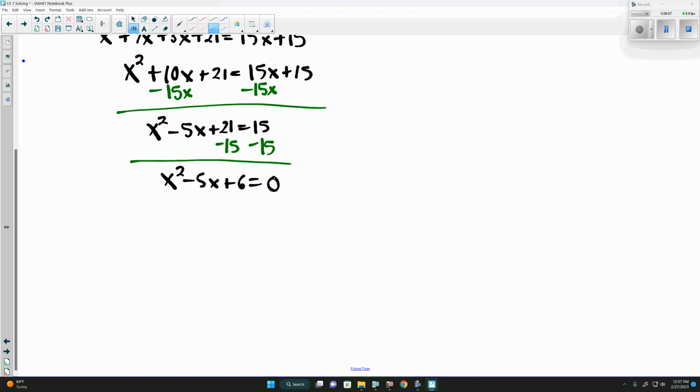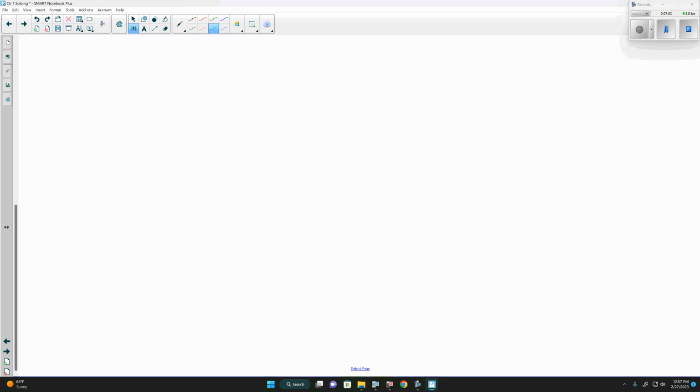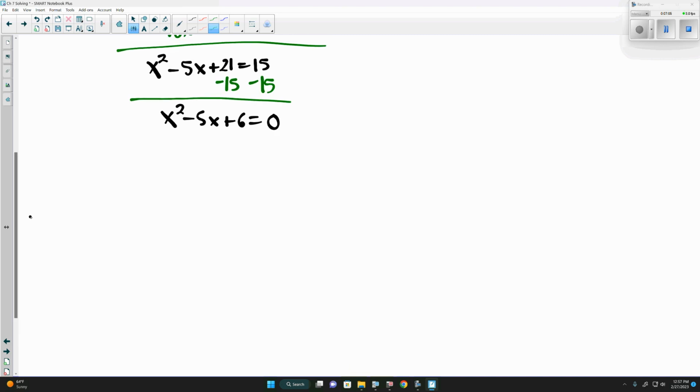Because again, since we have a quadratic, a variable with a power greater than 1, we need to get everything on one side and set it equal to 0. Now at this point, we can factor. Since there's not a greatest common factor to factor out, we can just do our two sets of parentheses. Since the third term is positive, our signs are the same and match the sign of the middle term, which is negative, so negative and negative. Factors of x squared are x and x, and factors of 6 that we want are 2 and 3.